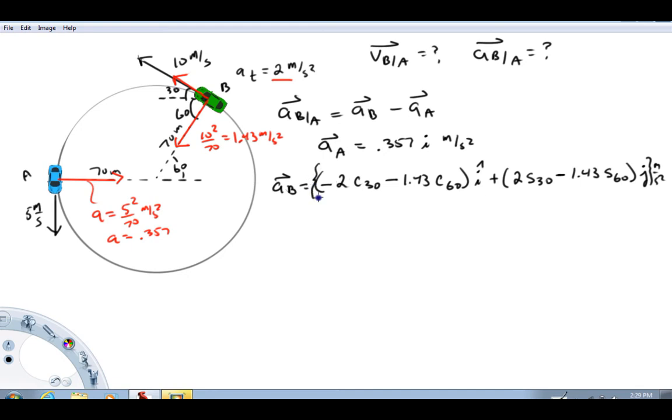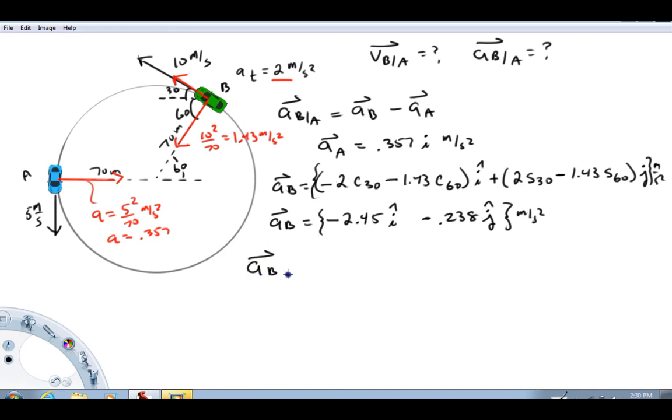All right, so I think what I'm going to do here is simplify this down a bit before I move on. So acceleration B, if I just take a calculator and run a value for this, I get minus 2.45 I. And that's just coming from minus 2 cosine 30 minus 1.43 cosine 60. And then when we run 2 sine 30 minus 1.43 sine 60, I get minus 0.238 J. And again, those are in units of meter per second squared. All right, so we're ready, just about done here.